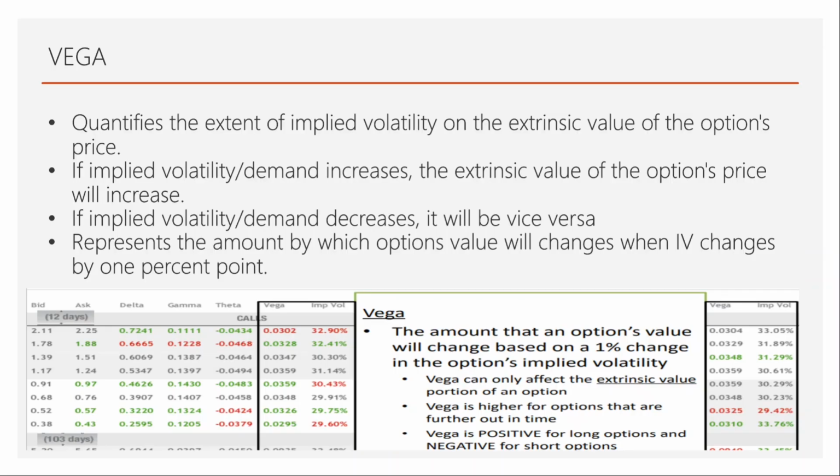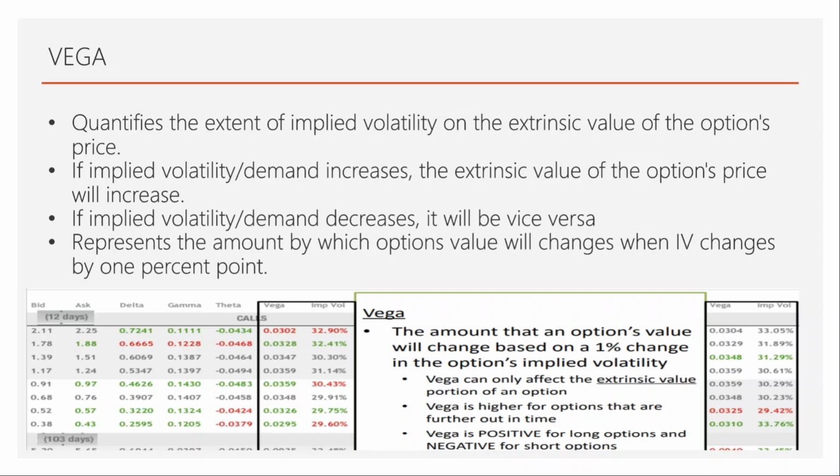Vega. Vega quantifies the extent of implied volatility on the extrinsic value of the options price. What is the impact of implied volatility on the options price is quantified using Vega. What is implied volatility? Demand for the option. If implied volatility is more, or if implied volatility increases, meaning if demand increases, the options price will of course increase. If demand decreases, meaning if implied volatility decreases, it will be vice versa.